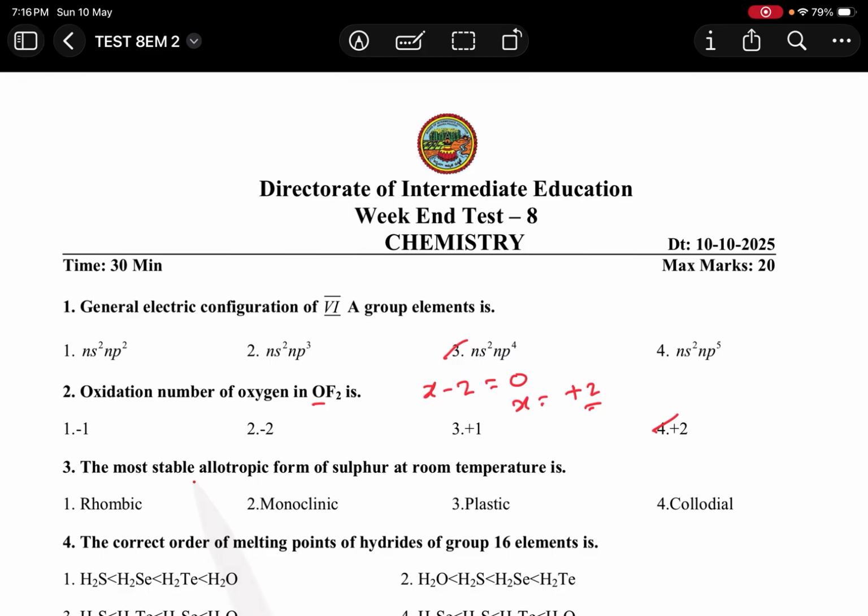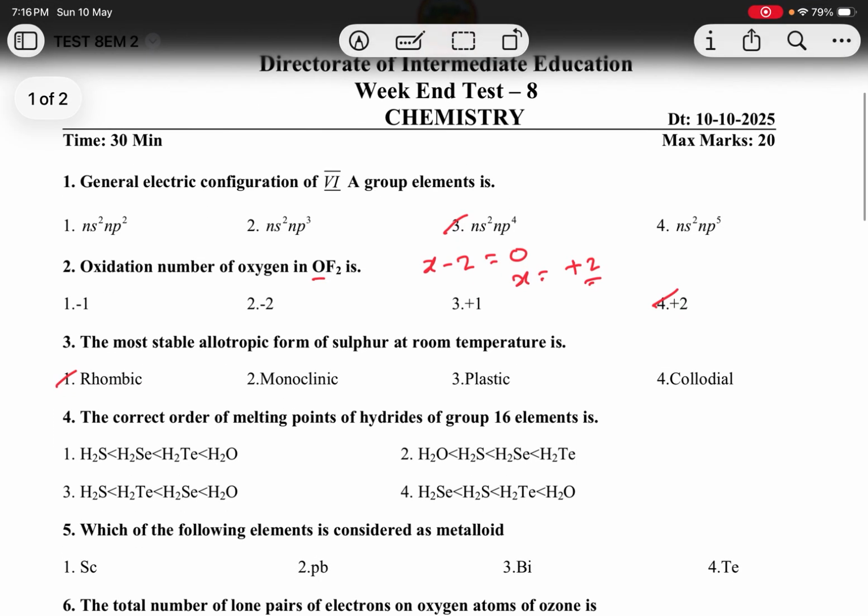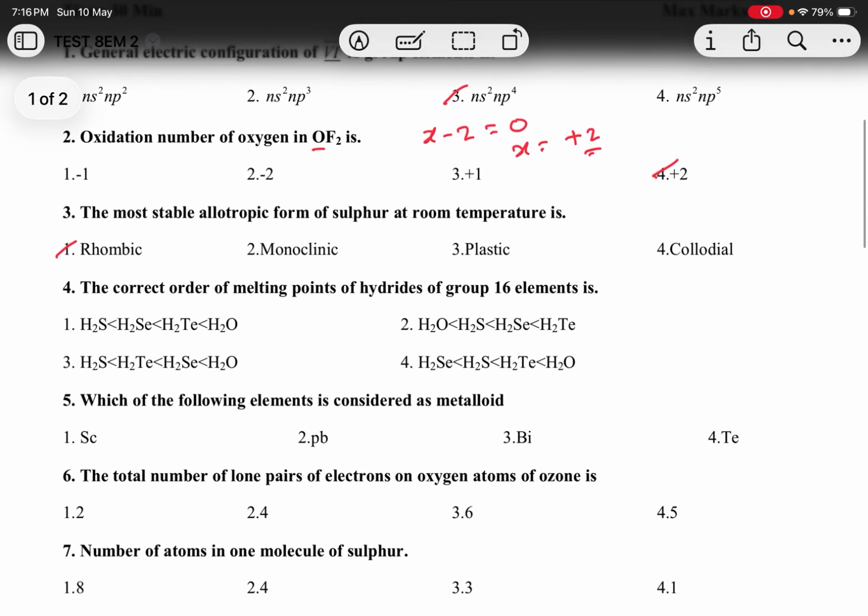The most stable allotropic form of sulfur at room temperature is: 1) rhombic sulfur, 2) monoclinic, third one plastic, fourth colloidal. So rhombic sulfur is the most stable allotropic form of sulfur.